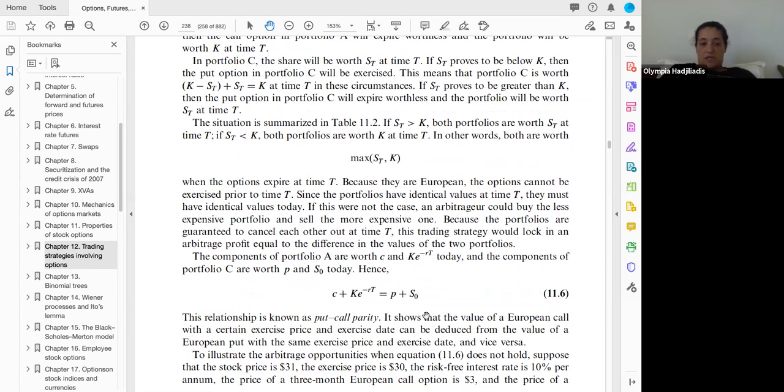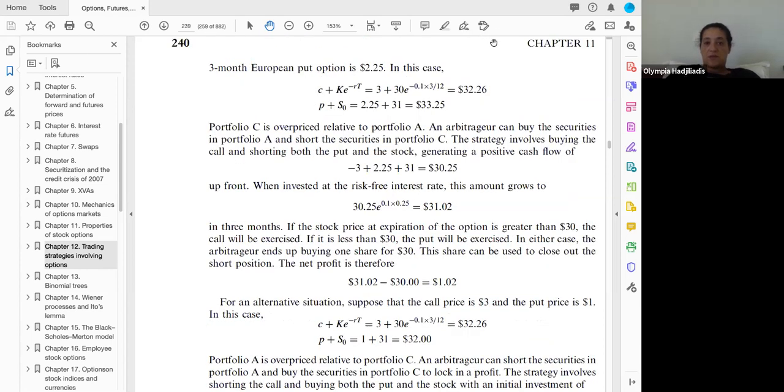To illustrate the arbitrage opportunities when equation 11.6 does not hold true, suppose that the stock price is $31, the exercise price is $30, the risk-free rate is 10% per annum, the price of a 3-month European call is $3, and the price of a 3-month European put is $2.25. In this case, C plus K e to the minus RT is $32.26. P plus S0 is 2.25 plus 31, which is 33.25. Portfolio C is overpriced relative to portfolio A.